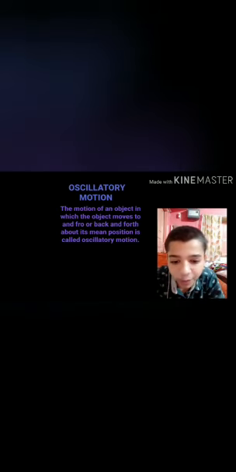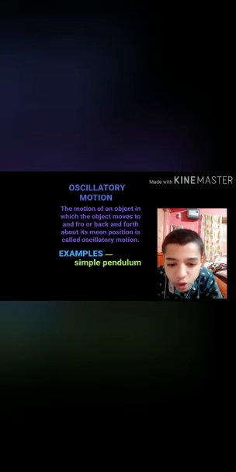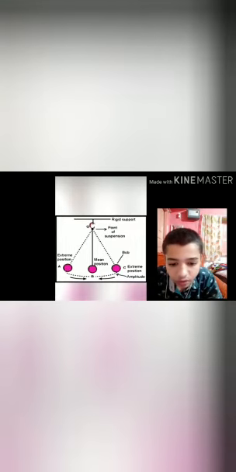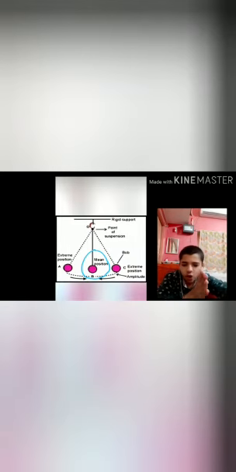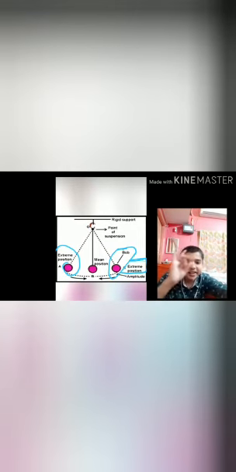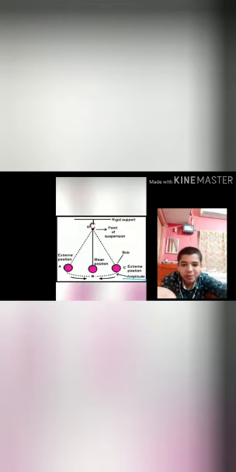Now we'll start the next type of motion, oscillatory motion. The motion of an object in which the object moves to and fro, or back and forth, about a mean position is called oscillatory motion. Now take this simple pendulum. Let me introduce you to the simple pendulum. The middle one is called the mean position. This side is called the extreme position, and this side is also called the extreme position. The round shape is called the bob, and the displacement is called the amplitude. The point from which it hangs is the point of suspension, and the support is called the rigid support. Now this is a simple pendulum.